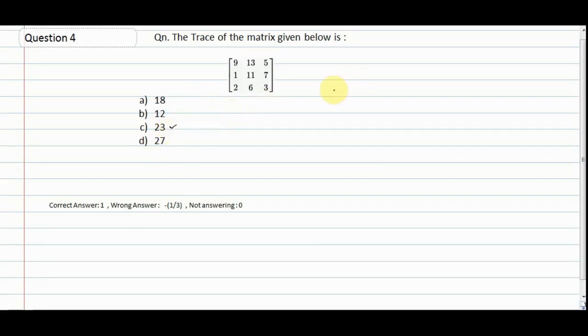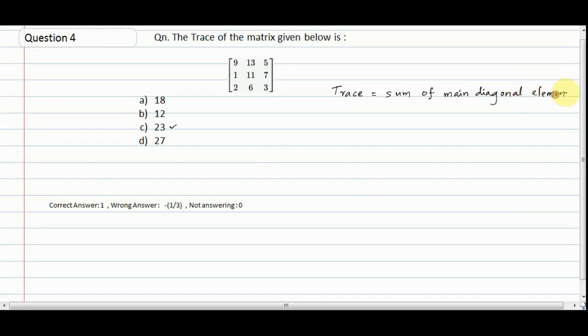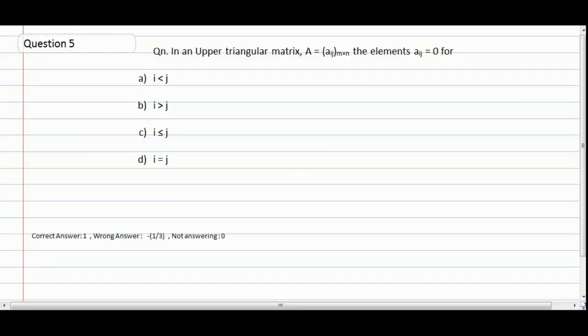So to answer this question, we should know what is trace of a matrix. Trace of a matrix is nothing but sum of main diagonal elements. So here main diagonal elements are 9, 11 and 3. So if you add all these 3, you should get 23. 9 plus 11, 20 plus 3, 23. So here right answer is option C, 23. Okay, now let's move on to question number 5.